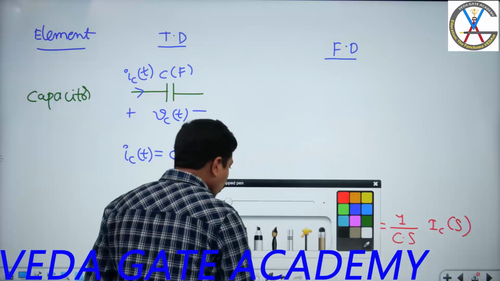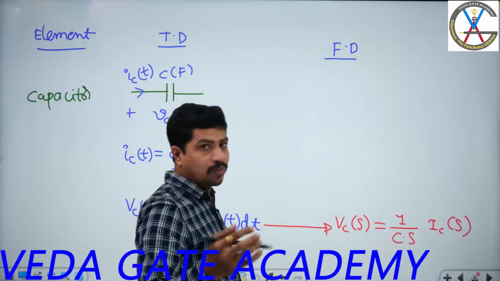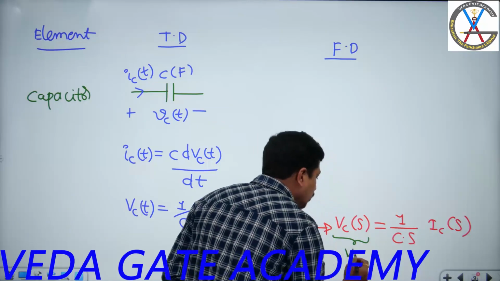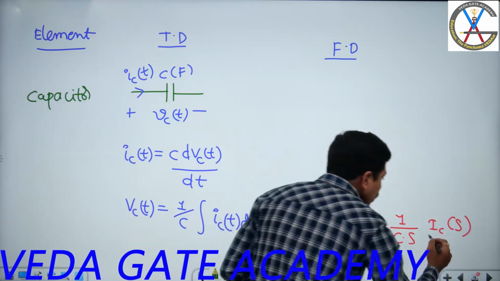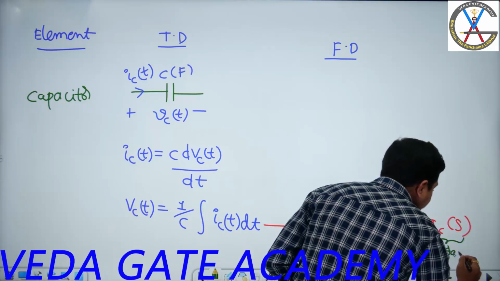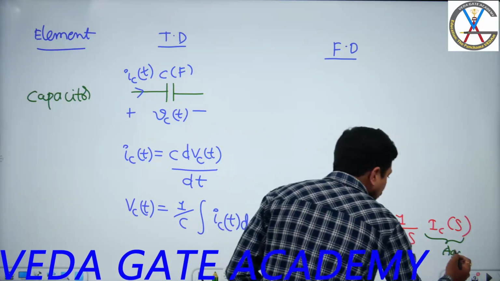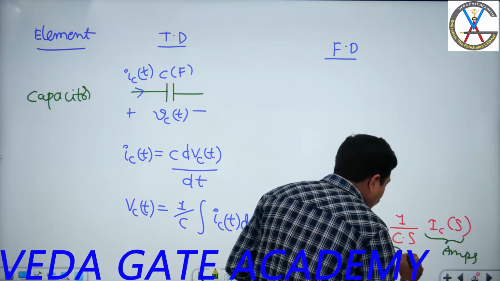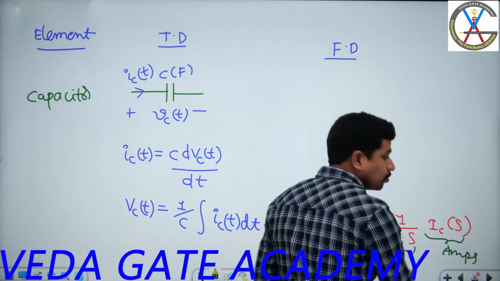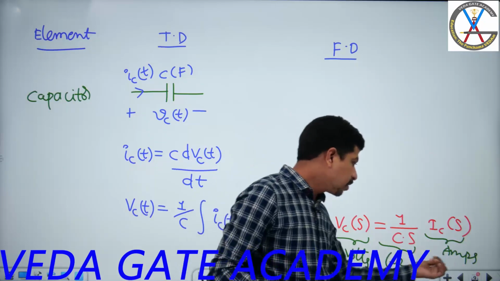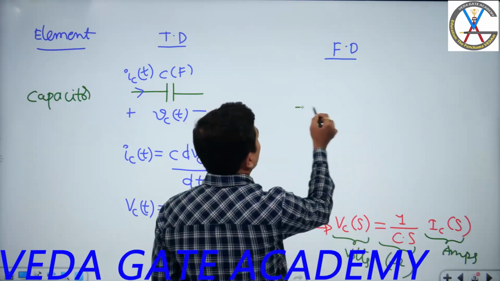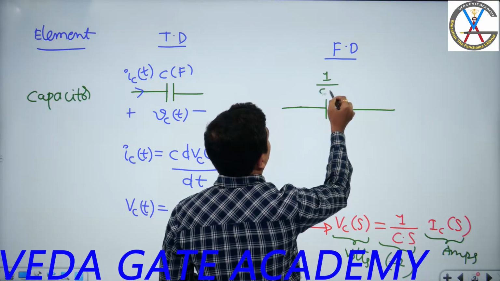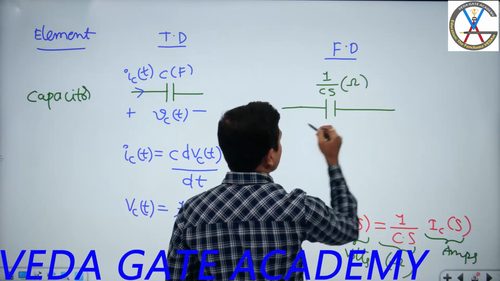Now we have to do the same analysis that we did for the inductor. What are the units of this one? Vc of S, volts. This one is volts. What are the units of this one? Amps. Then what are the units of this one? Definitely it should be ohms, because volts is equal to amps into ohms. Now capacitor in S domain will be represented with 1 by Cs. What are the units? Ohms.